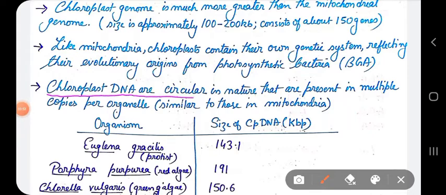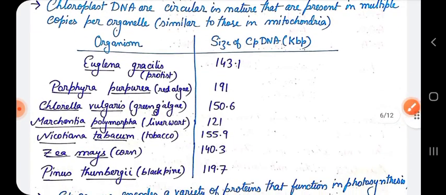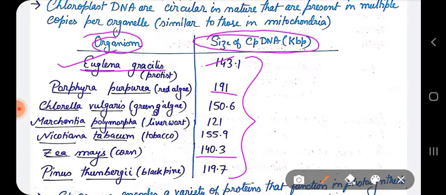Chloroplast DNA is circular in nature and present in multiple copies per organelle, just like we have seen in mitochondria. Chloroplast DNA is also circular in nature and found in multiple copies. Now, these are some of the different organisms which have their chloroplast DNA in varying amounts. You can see here. So it varies.